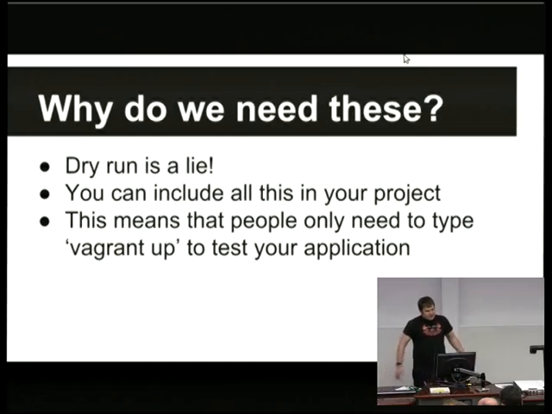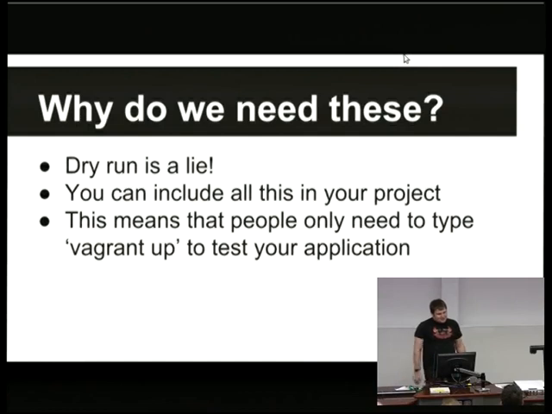Why do we need these? Well, our old style of working used to be that you edit the Puppet configs and then you do a Puppet dry run on one of the machines and check what it's going to do. And then if it works, you commit it from your branch into the master branch.